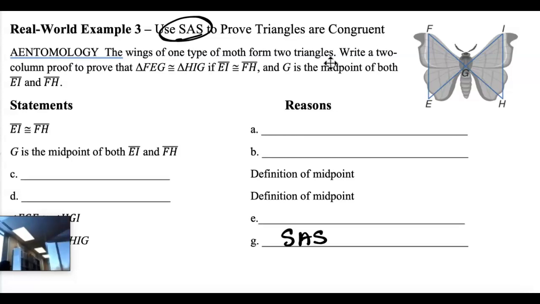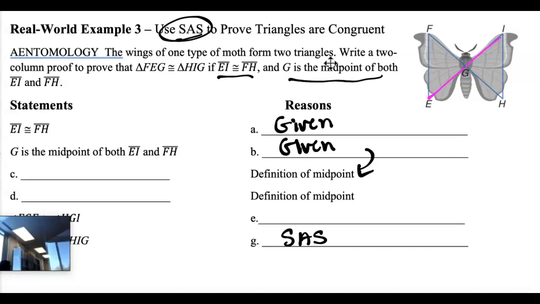Alright, so let's look at what we're given. So we're given this piece of information, so we just write given. It's also stated that G is the midpoint, so that is also given. Now look for the clue here. Since we know that it's a midpoint, we have enough information to state something about the two sides of the line. So let's just look at EI first.